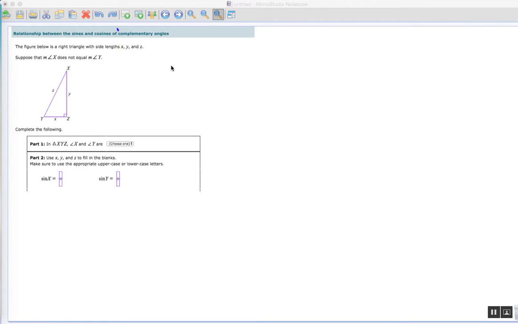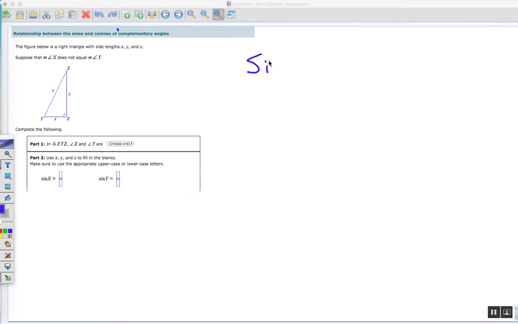This is a lesson on the relationship between sines and cosines of complementary angles. I think this is the next lesson you have coming up. So here you have a right triangle, so that means we're able to use our sine, cosine, and tangent rules.